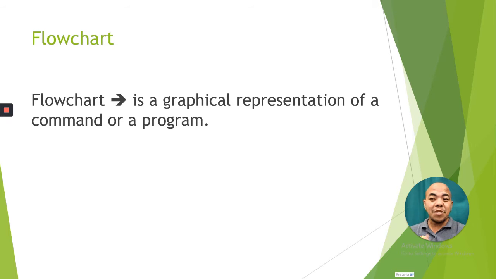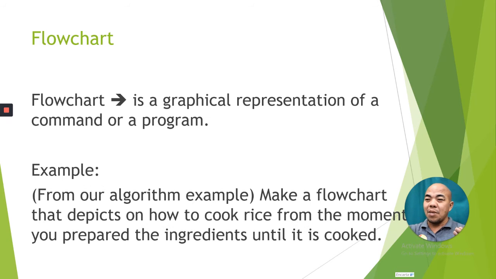Now, what is a flowchart? A flowchart is a graphical representation of a command or a program. Once you're going to make a program, you have to have a flowchart. Okay? So, what's the relationship between an algorithm and a flowchart? An algorithm is a written step-by-step procedure, while the flowchart is the graphical representation of the step-by-step procedure in your algorithm.